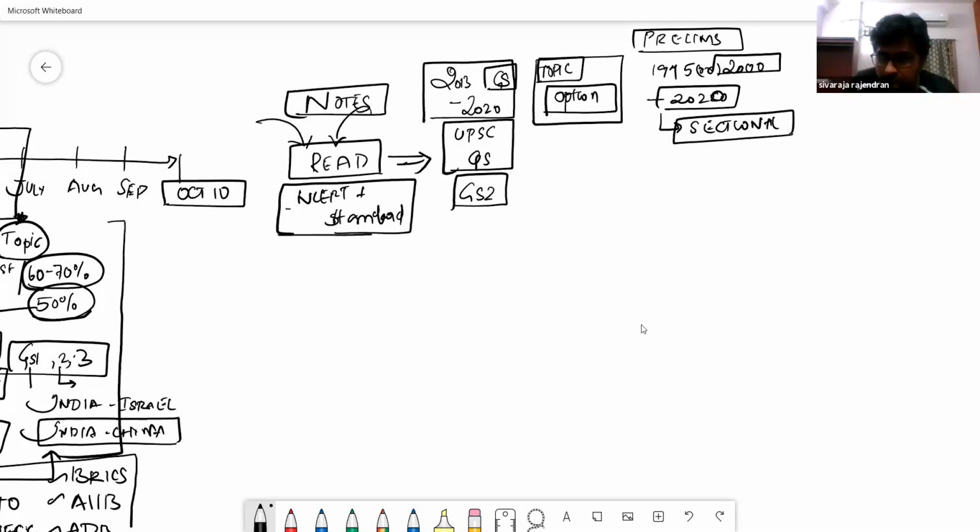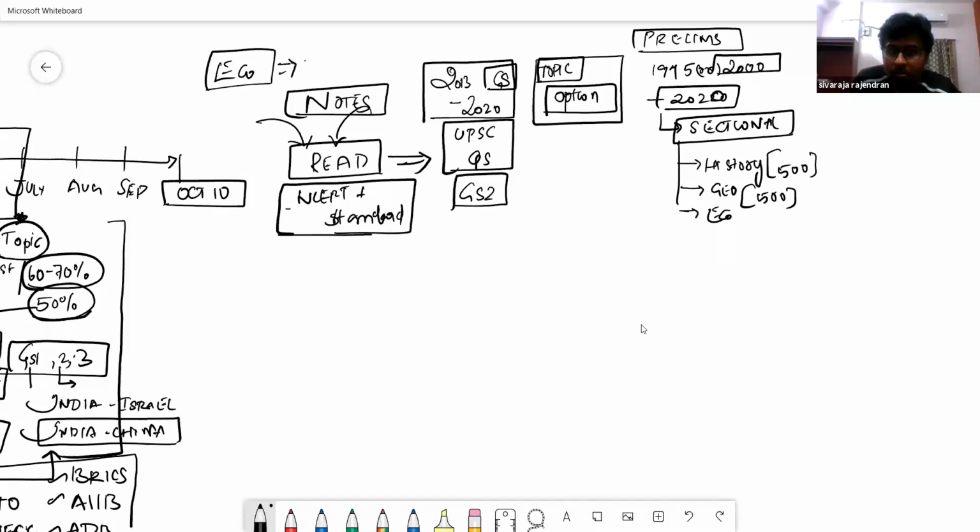There will be history questions, there will be geography questions, 500 questions to go. Economics, sorry, I kept missing economics. For economics, have a standard book. Macroeconomics NCERT, but whatever standard book you have, Shankar Ganesh or whichever book, or notes.